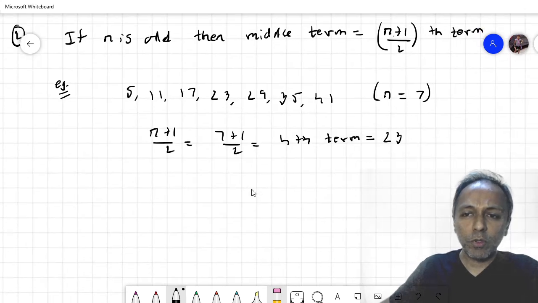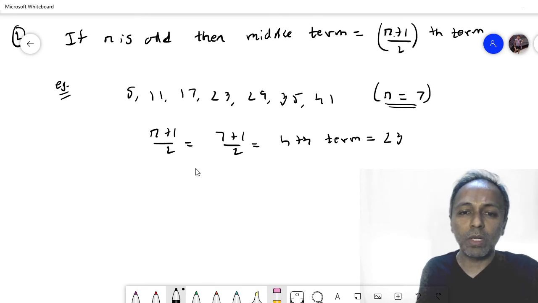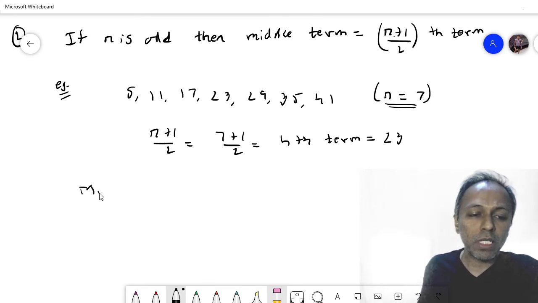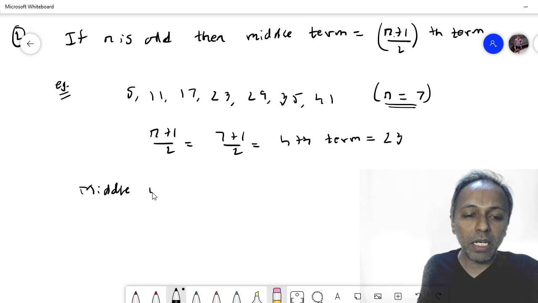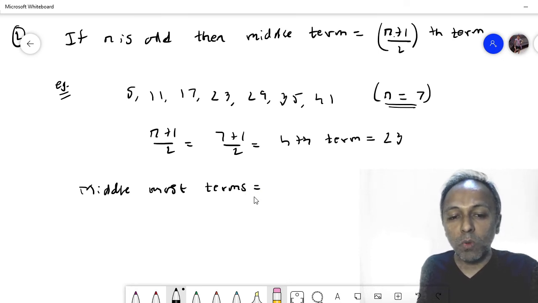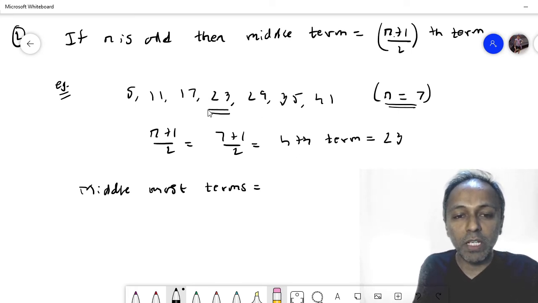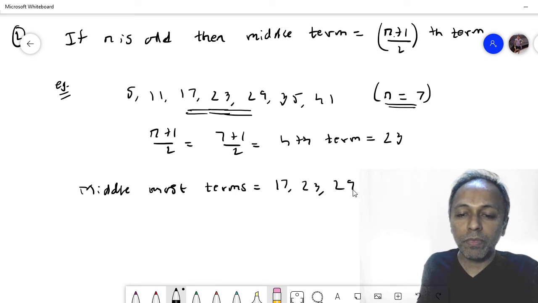Here, if in some numerical they ask you, okay, the number of terms is given as 7 only, but they say middlemost terms, if the question contains data like middlemost terms, so if the plural is there, middlemost terms, then you should understand that the 4th term was the middle term, and the middlemost terms will include one before and one after. So the middlemost terms in this case are 17, 23 and 29.